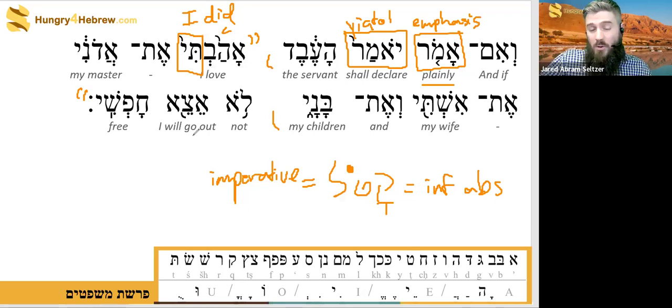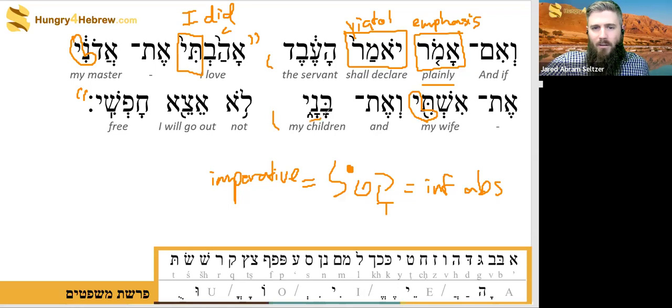Ahavti should probably be translated as I have loved, meaning all this time I have loved, and even up to now, I have loved. So I wouldn't translate it as a past tense because he still loves them. He wants to spend the rest of his life with them. I love or I have loved et adoni, my adon, my master. What else have I loved? Et ishti, my eshet, isha, woman, wife.